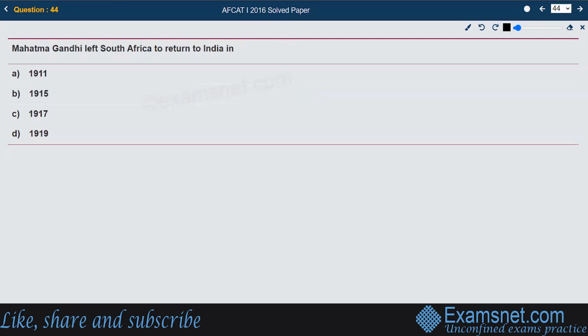Next, Mahatma Gandhi left South Africa to return to India in. As we know, Mahatma Gandhi was in Africa, practicing law there, and then he came back to India. He arrived in India in the year 1915, and then he started all his movements to set India free, and this was his permanent move towards India. So that is the right answer, 1915.